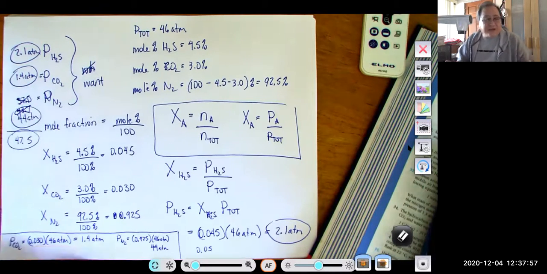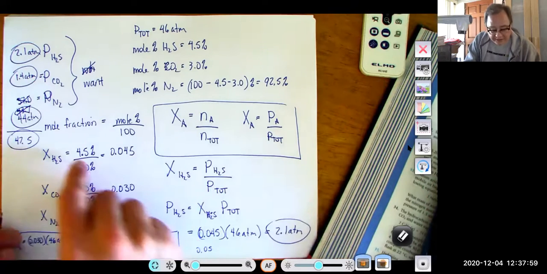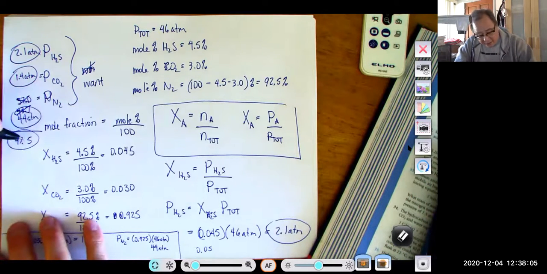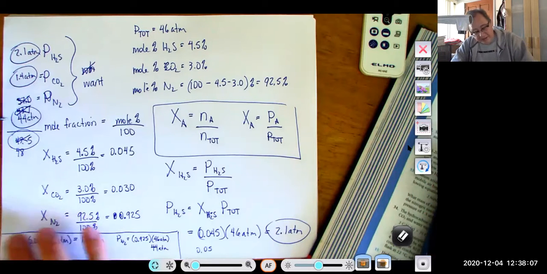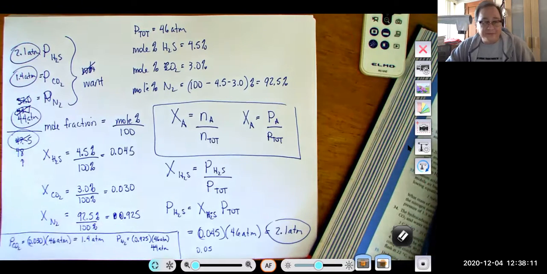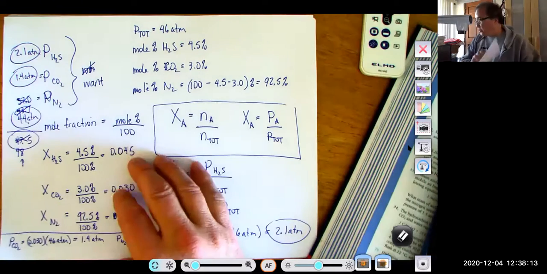Now, where's the error? The error comes here with this guy because we have to round to the ones. And this actually adds up to 48, I should say, because when we add these up, we can only report a number to the ones. Okay, so that's a partial pressure problem.